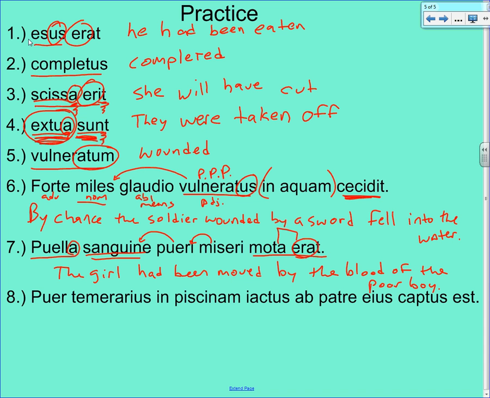You heard me say before that to translate these, I'm going to use a tense of "be" plus "ed." Here's my tense of be. There's my ed. Had been plus my ed. That's how I'm translating this.